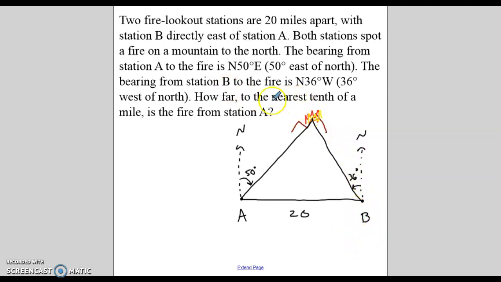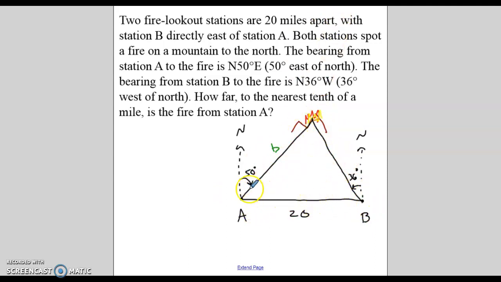So, how far to the nearest tenth of a mile is the fire from station A? I'm trying to find this side length right here. And because that's opposite angle B, I will call that side length b. That's what I'm trying to find. If you look at this triangle made between the fire, station A and station B, I only know one side length and none of the angles.